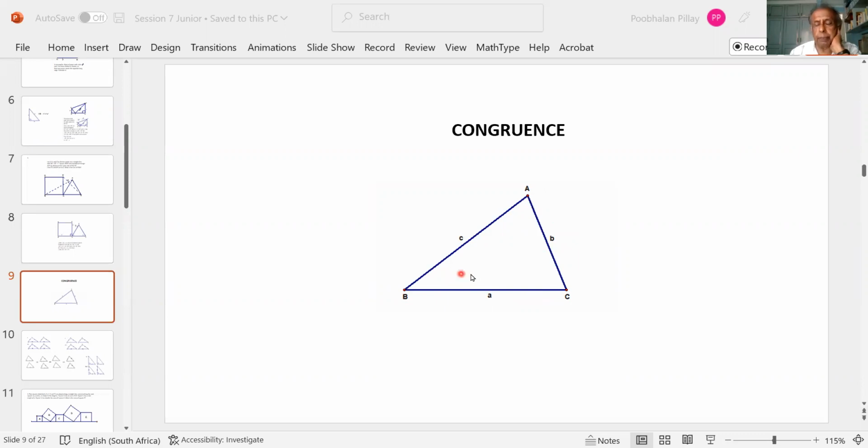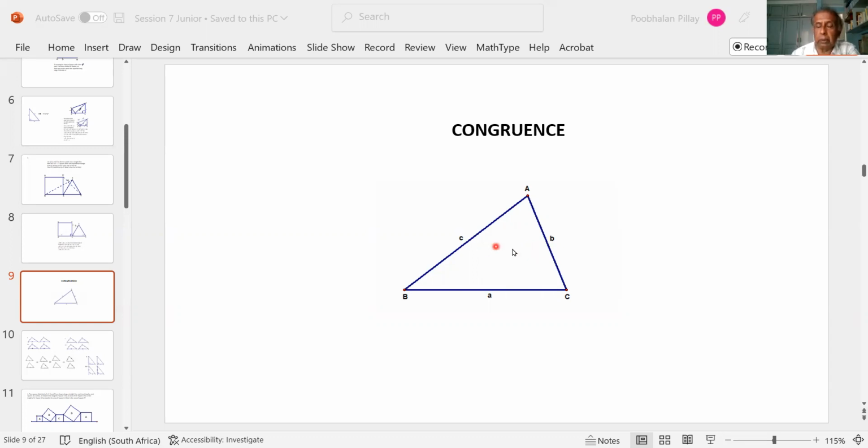Now, the beautiful thing is that if you know just 3 of these numbers, you can calculate the other 3 numbers. You are not told how to calculate them at this early stage, but when you go on to grade 11 and grade 12, you will learn much more about that.